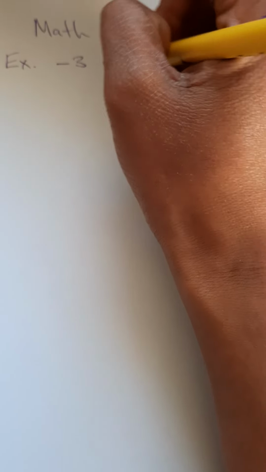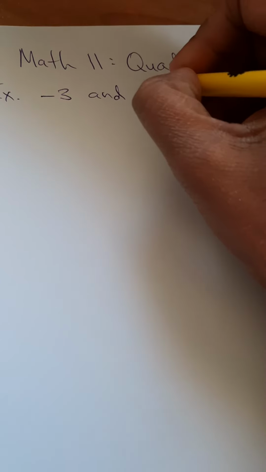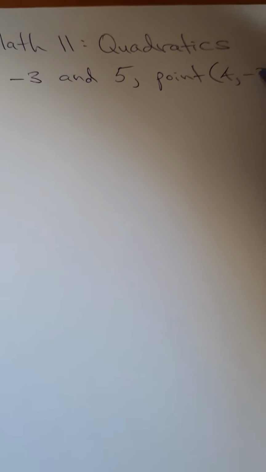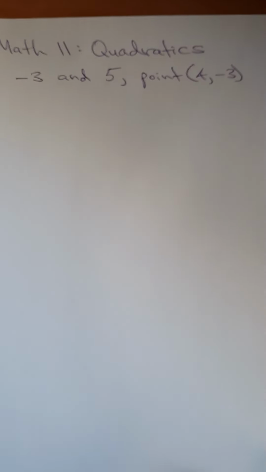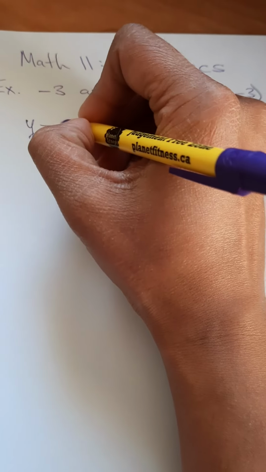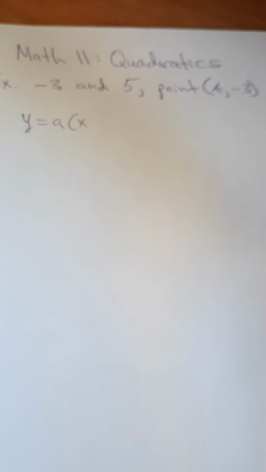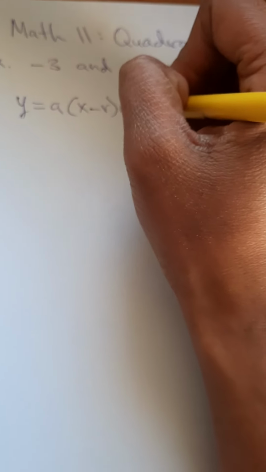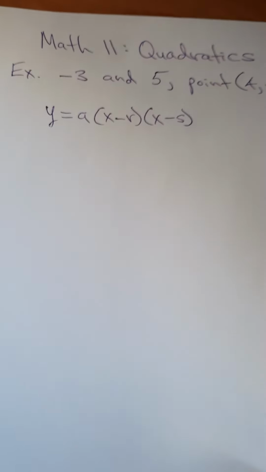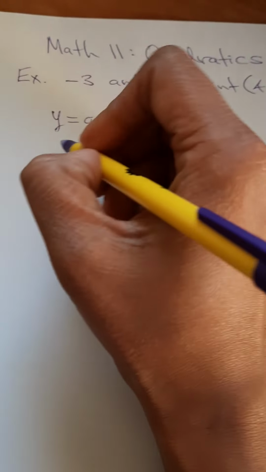So here are the x-intercepts. I have -3, okay? And 5. And this is the point that is given, okay? The point is 4 and -3. Okay, so what this means is this point is actually located on this quadratic. So let's plug this into, I'm going to write out the formula, the generic form of the factored form of the quadratic. So x minus r and x minus s, okay?